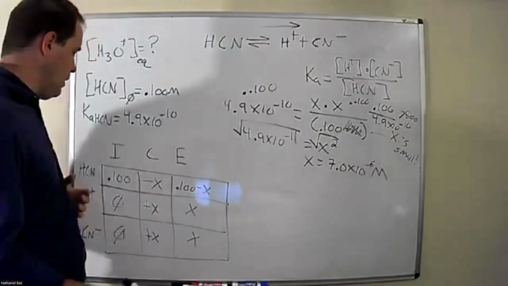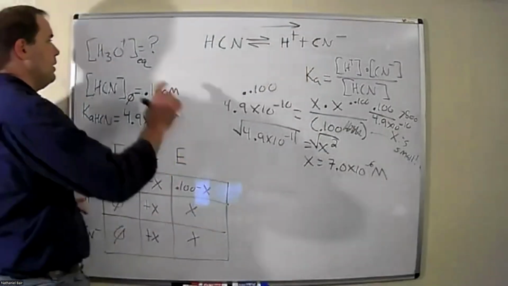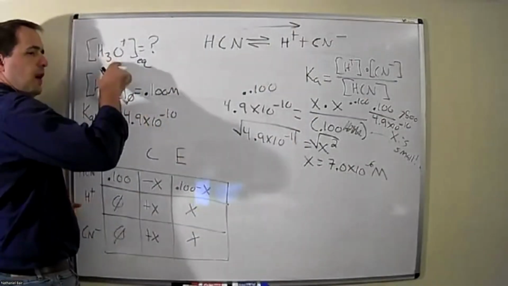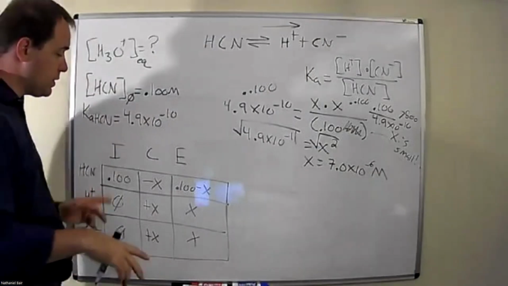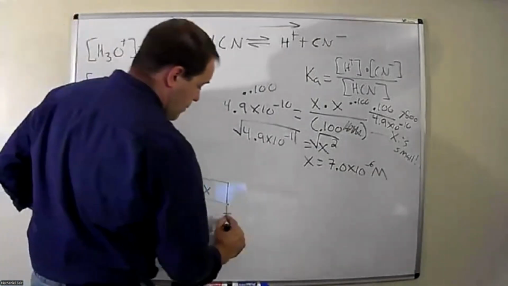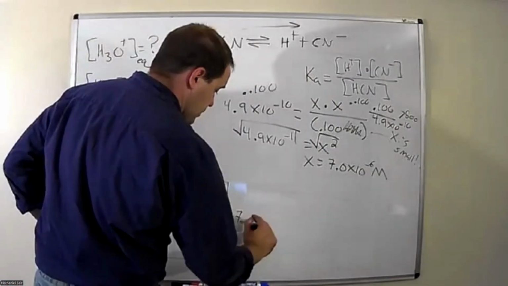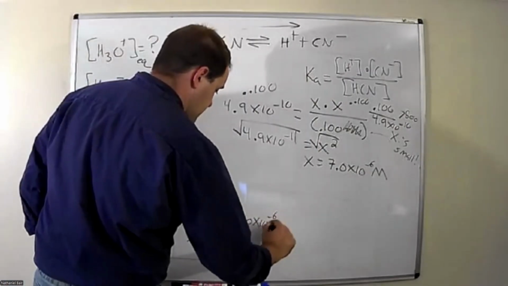So what did we just get? At the end of the day, we wanted the H3O plus ion equilibrium concentration. What is the equilibrium H3O plus ion concentration? You just got it. It's X. It's 7.0 times 10 to the negative 6th molar.